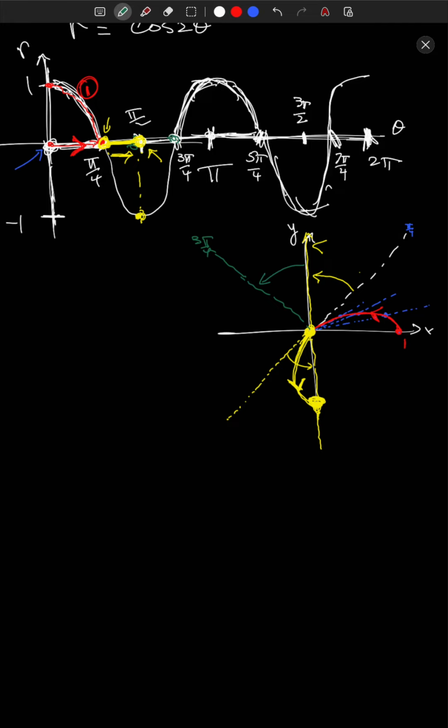Okay. But again, what we see is that r is negative. So in actuality, we're going to be drawing on the opposite side, right? And again, this arrow right there goes from positive y-axis to 3 pi over 4. So here, it should go from the negative y-axis to the negative 3 pi over 4, right? So we should be traveling in that direction, okay?